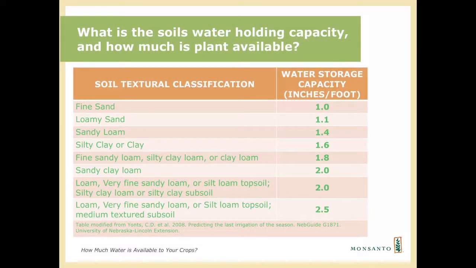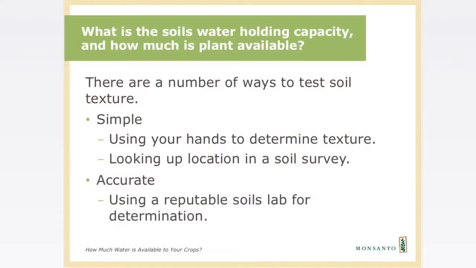And this chart just really helps to boil that down. At the top, you've got a fine sand, and that only holds about 1 inch of plant available water per foot of soil. And then at the bottom, at the other end of the spectrum, you've got a loam, very fine sand, a silt loam, holding about 2.5 inches of water per foot of soil. And then in the middle, you've got your sandy loam, fine sandy loam, all those other soil types averaging about 1.4 to 2 inches. It's important to remember that only about half of the water in the soil is plant available, and that's what's reflected here. So the really important question becomes, how do I know what my soil texture is?